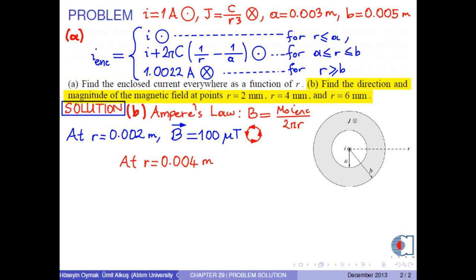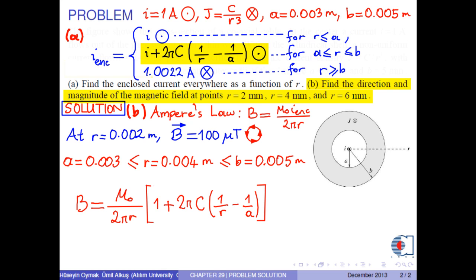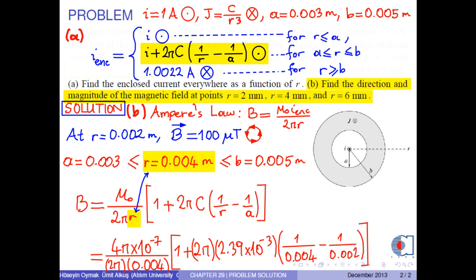At r equals 4 mm, which is 0.004 meters in SI units, which is greater than a and less than b, the enclosed current is I plus 2 pi C times (1 over r minus 1 over a), which is out of the screen. Therefore, the magnetic field is the following. Now we can substitute the numerical values into this formula. Therefore, we obtain approximately negative 1.38 times 10 to the negative 4 Tesla, or negative 110.38 microtesla. Because the counterclockwise direction is positive, the negative sign in the magnetic field tells us that the direction of the magnetic field is clockwise.